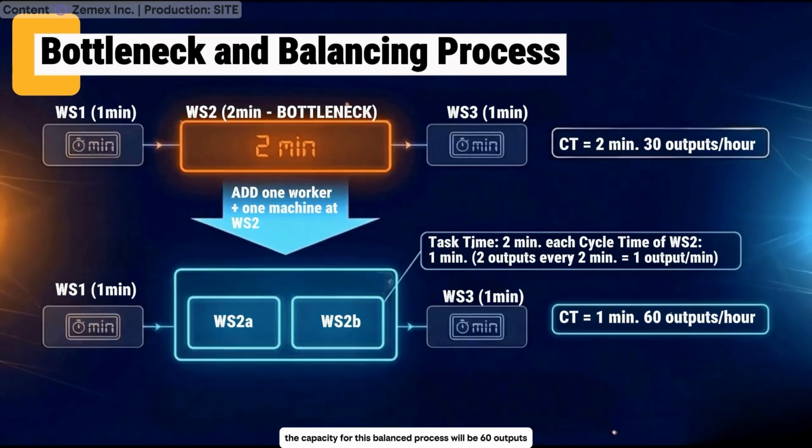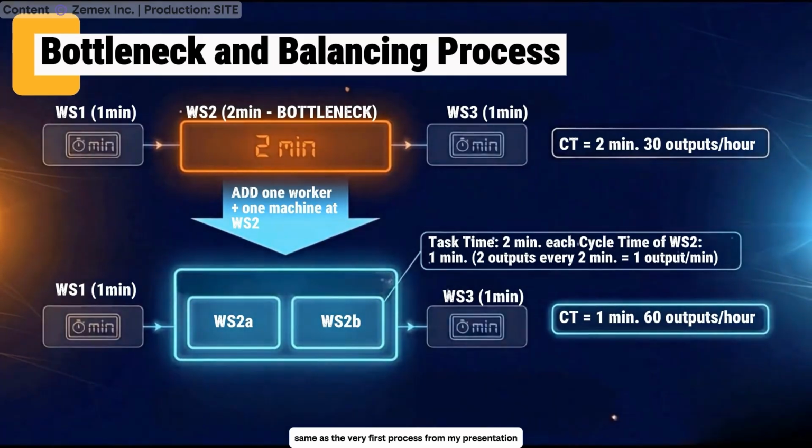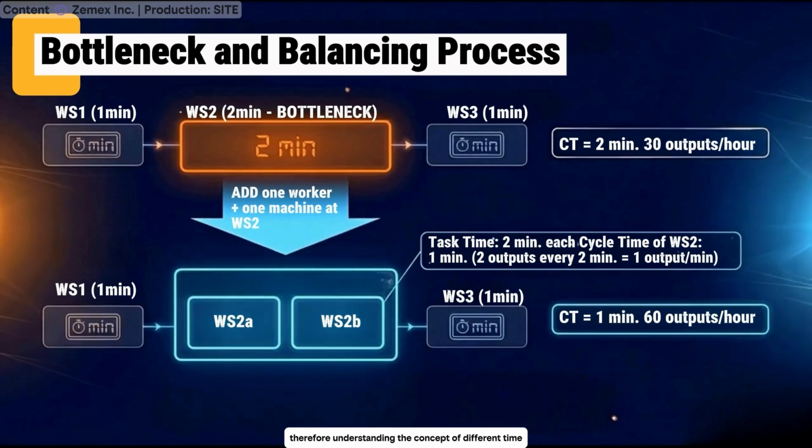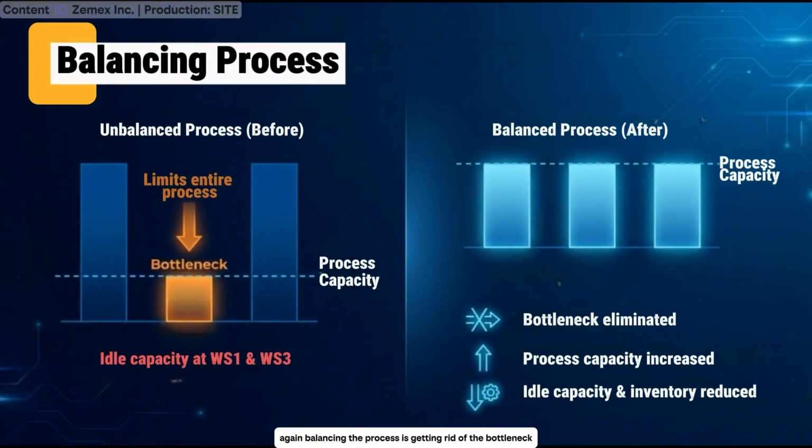Therefore, the capacity for this balanced process will be 60 outputs, the same as the very first process from my presentation. Understanding the concept of different time measurements and the bottleneck is very important. You can have more capacity just by balancing the line with an equal cycle time. Again, balancing the process is getting rid of the bottleneck, which has the lowest capacity and longest cycle time in the process. The bottleneck not only reduces the capacity of the process, but also increases unnecessary waiting and inventories. It also creates some idle capacity, which is another type of waste of your resources.